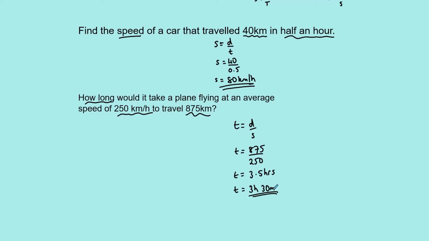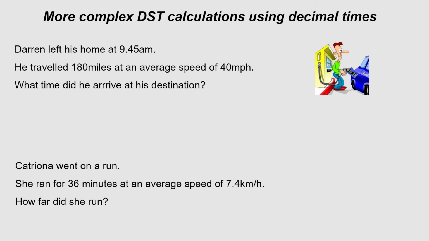Okay, let's have a look at some more complex examples on distance, speed and time with some trickier times and some more involved questions. So we've got the first example here. Darren left his home at 9:45 a.m. He travelled 180 miles at an average speed of 40 miles per hour.